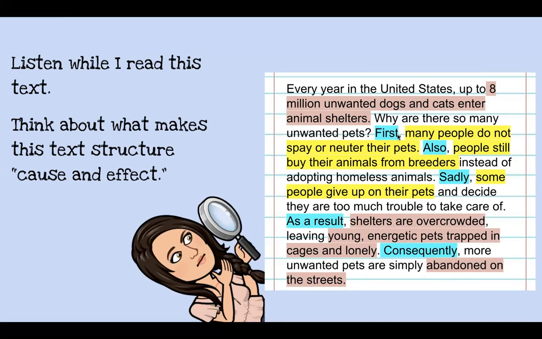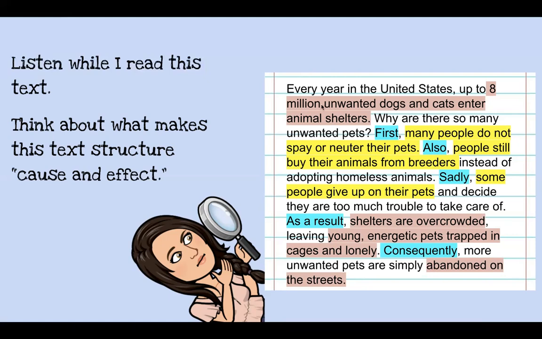So I highlighted also what the causes and what the effects are. So here it says that many people don't spay or neuter their pets. And this is answering that question of why are there so many unwanted pets? And this is one cause. It's because people aren't spaying and neutering their pets. Another cause of there being a lot of unwanted pets is that people are still buying from breeders instead of adopting homeless animals. And another reason is that some people give up on their pets. So these are all causes for why that happens.